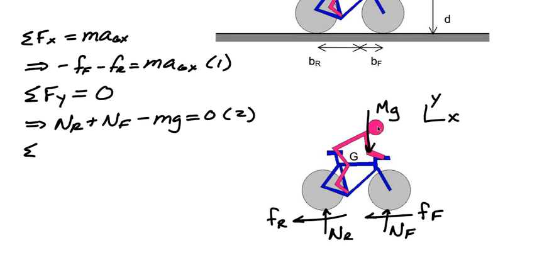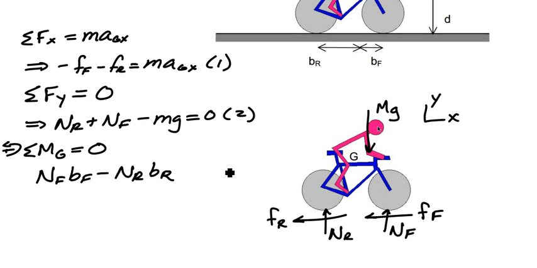I can also sum moments about the center of mass of the rider, and hopefully again we'll have 0 angular acceleration for this rider. So I'll have one force creating a positive moment, that'll be NF, and its moment arm will be bf. And I'll have 3 forces creating negative moments, so I'll have minus NR times br, minus FR times d, and minus FF times d, and that has to equal 0, and we can call this equation 3.